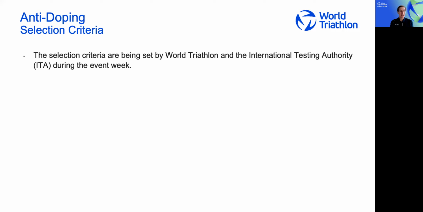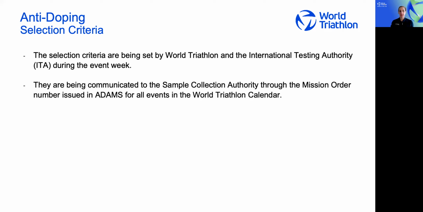Regarding the selection criteria, and that is a big subject that is troubling most of the technical delegates. The selection criteria is being set by World Triathlon and the International Testing Authority during the event week. They are being communicated directly to the Sample Collection Authority through the mission order number that is being created and issued on ADAMS for all the events in the World Triathlon calendar.